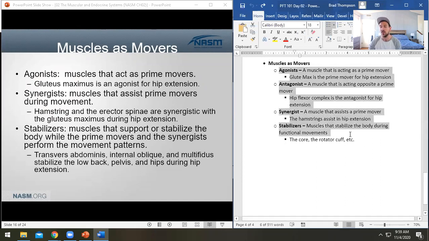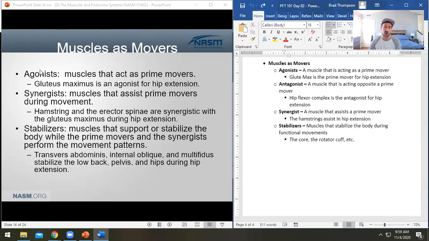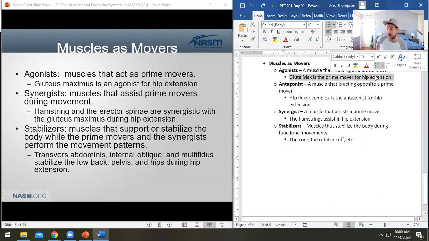So you have your muscles arranged as movers here. This term we refer to whenever the muscle is the main muscle for what we're talking about, we call that an agonist. An agonist is the main muscle acting as a prime mover. So for instance, we're using the gluteus maximus as an example here, that's your butt. So your glute is the prime mover for hip extension. So if I want to move my hip this way, I want to take this bone right here and move it in this direction. The main muscle that does that is my gluteus maximus. So this is the agonist for hip extension.